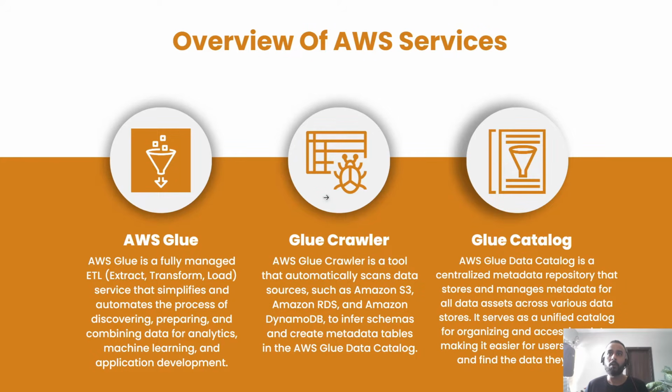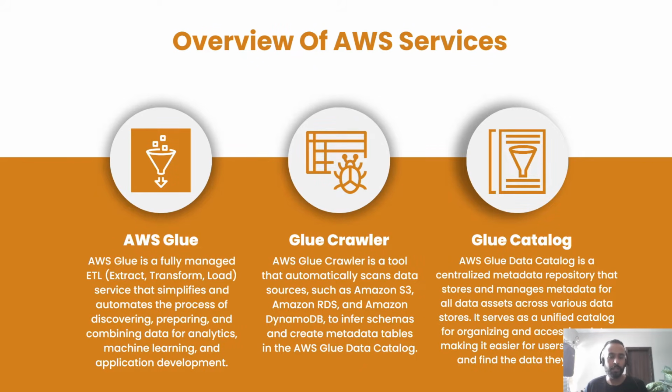Okay. Now going towards the third service, that is the Glue Catalog. AWS Glue Catalog is a centralized metadata repository that stores and manages metadata for all the assets across various data stores, and it serves as a unified catalog for organizing and accessing data, making it easier for users to search and find the data they need. So Glue Catalog is going to hold all the metadata that has been crawled from the S3 bucket into the catalog.